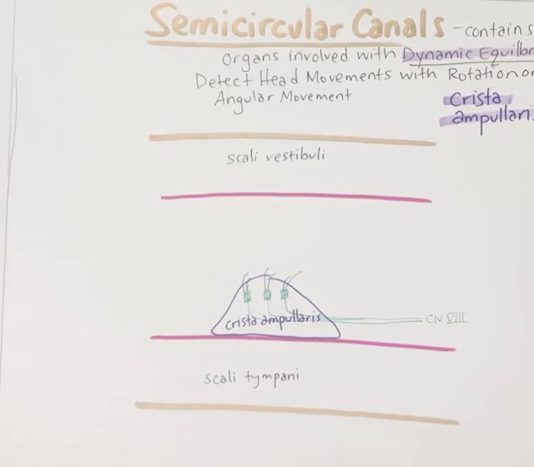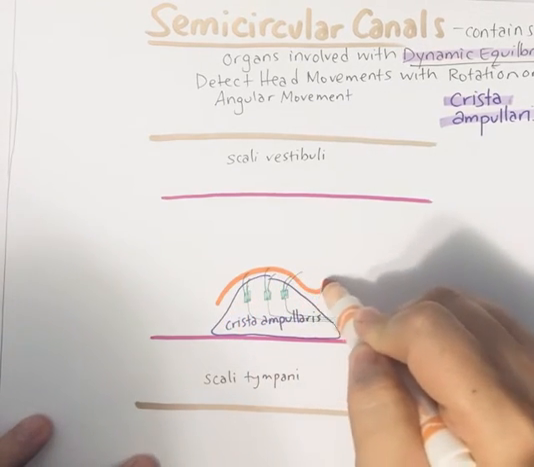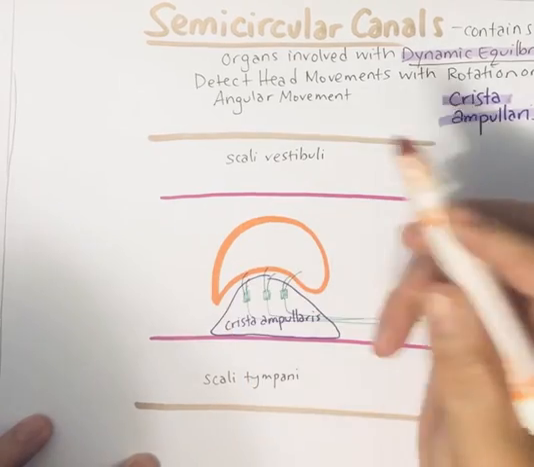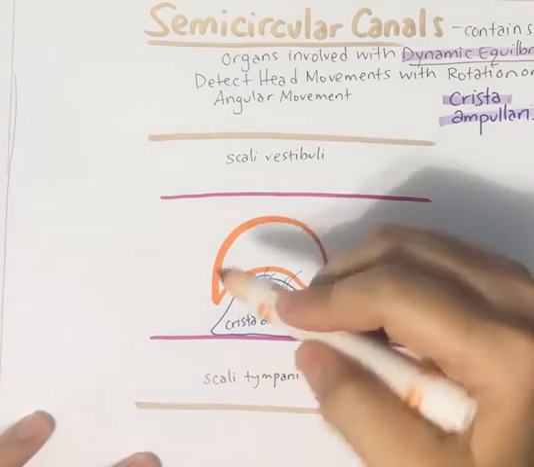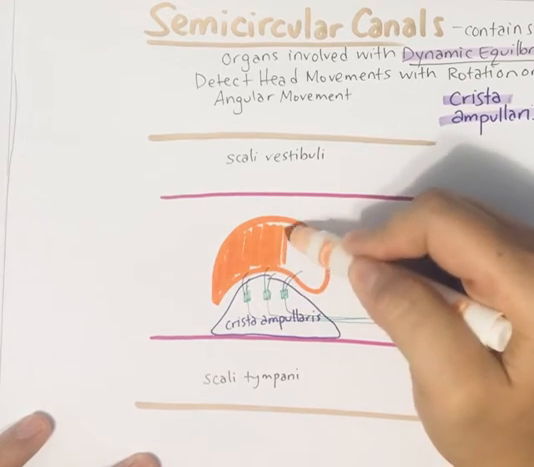Now, the membrane in the vestibule is called the otolithic membrane, and the membrane involved with the organ of Corti is called the tectorial membrane. This one kind of looks like an upside down cup, like a wine cup or something like that.